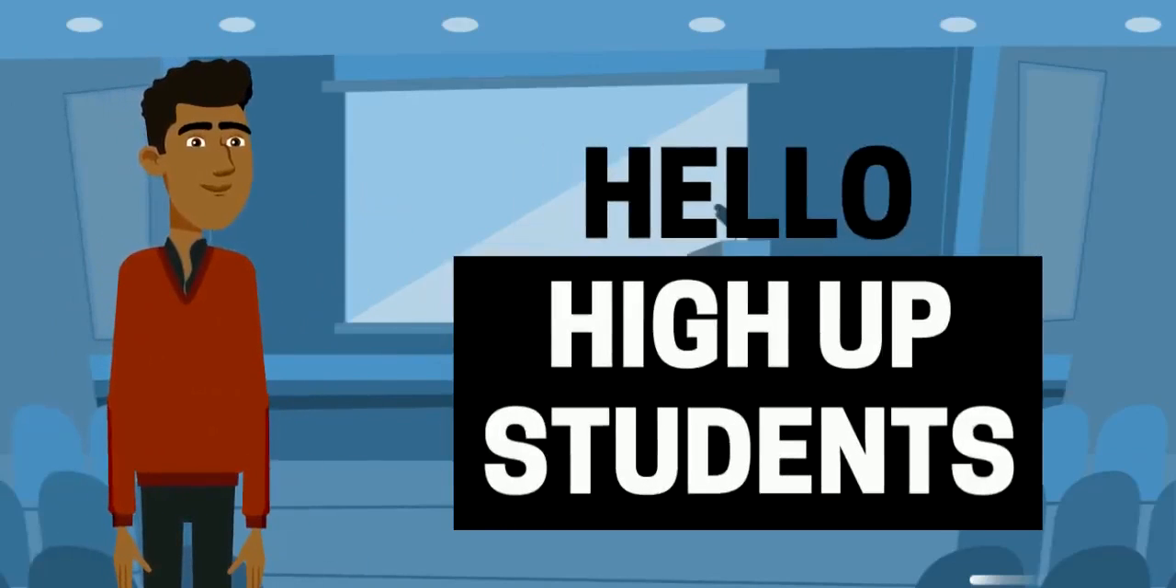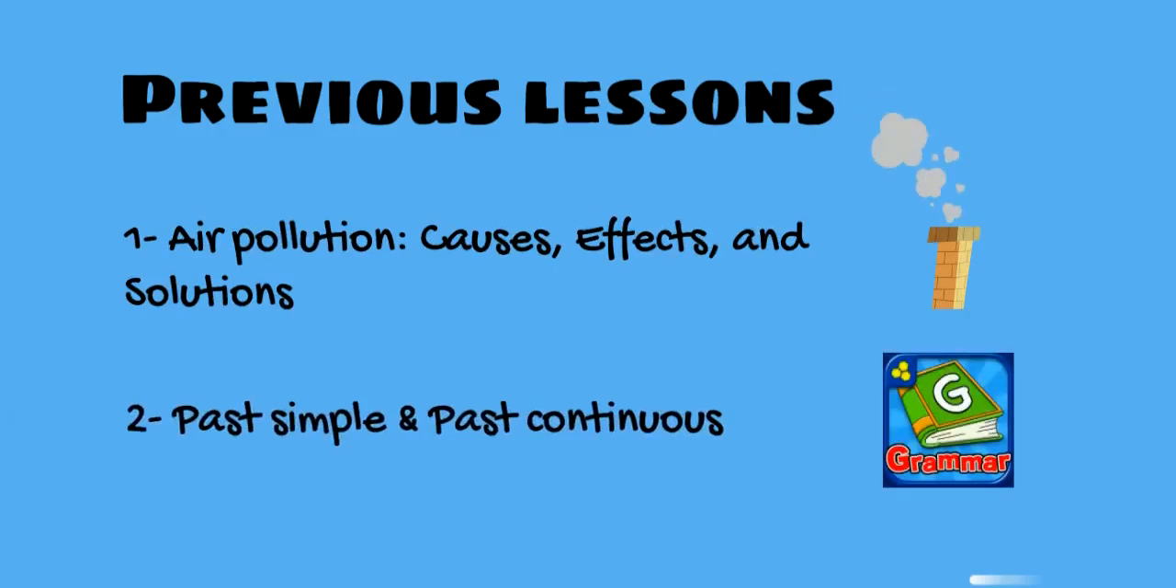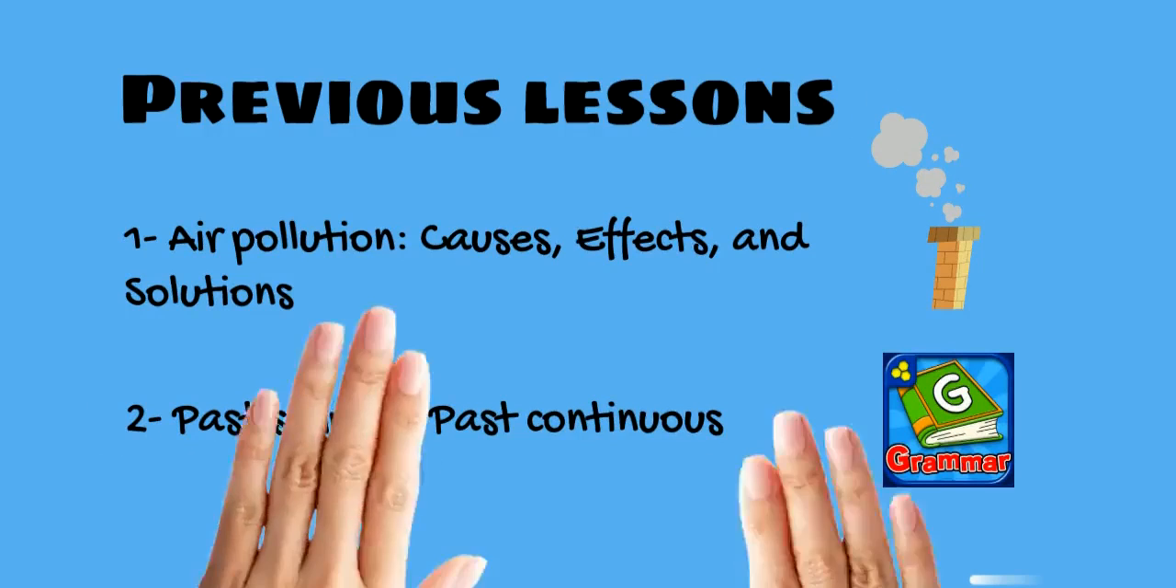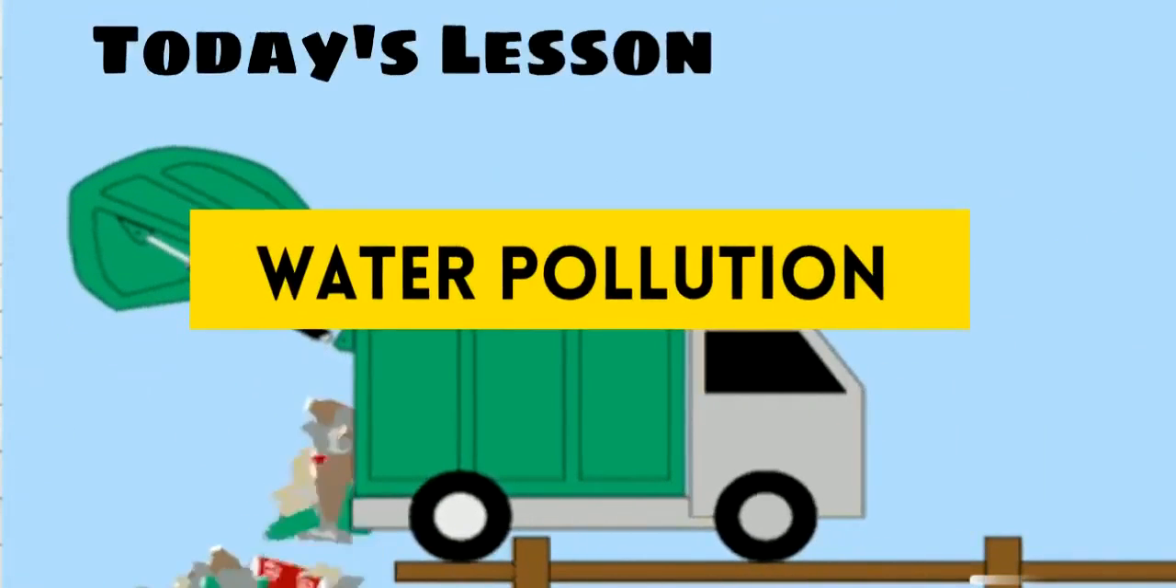Today, we're going to have another lesson concerning pollution. Previously, we had a lesson about air pollution. We talked about the causes, the effects, and we gave some solutions for this phenomenon. After that, we did some grammar. There were two lessons, the past simple and the past continuous, and we compared between them. Today's lesson is going to be about water pollution.